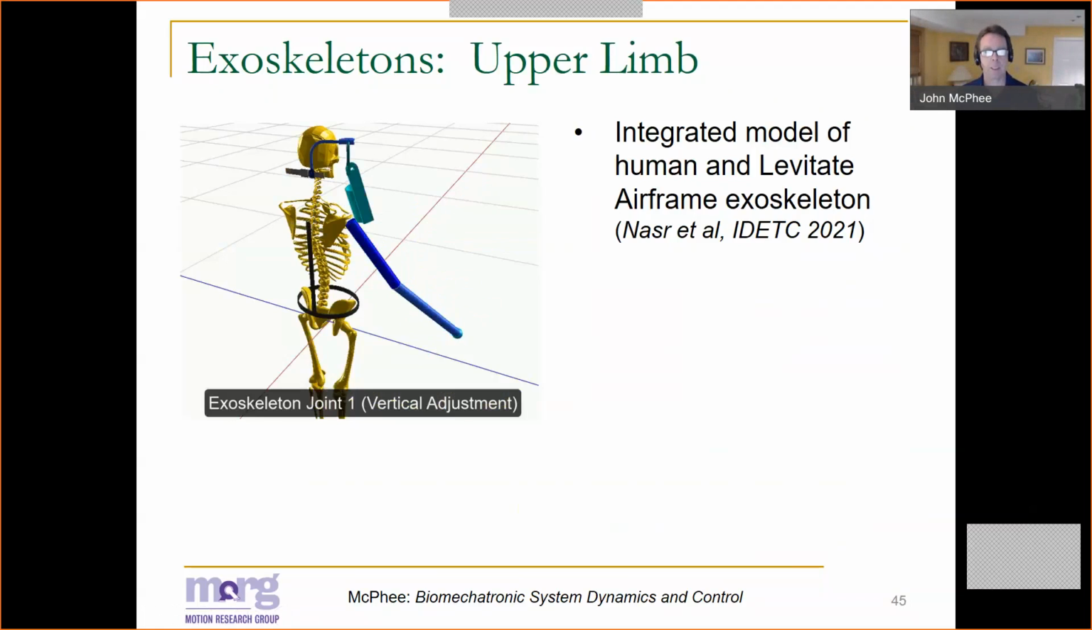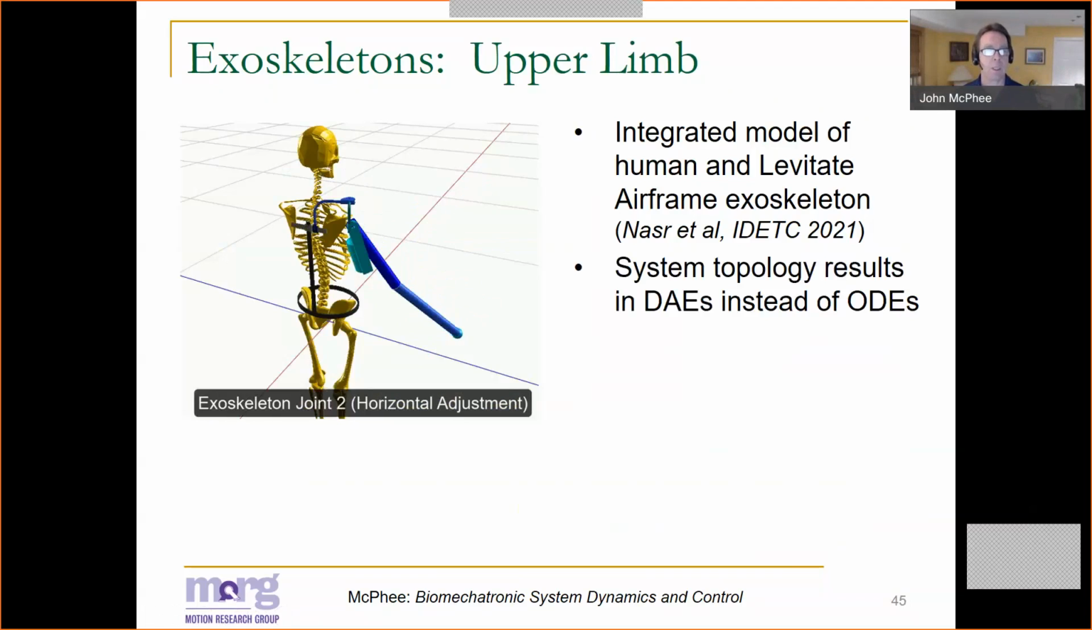And a closed kinematic chain gives rise to differential algebraic equations, which are harder to solve and control compared to the usual ODE approach. We didn't run into this problem for lower limb exos because essentially the structure of the exo is the same as the human, and we can just lump the exoskeleton parts in with the human body parts, and there's no closed kinematic chains.